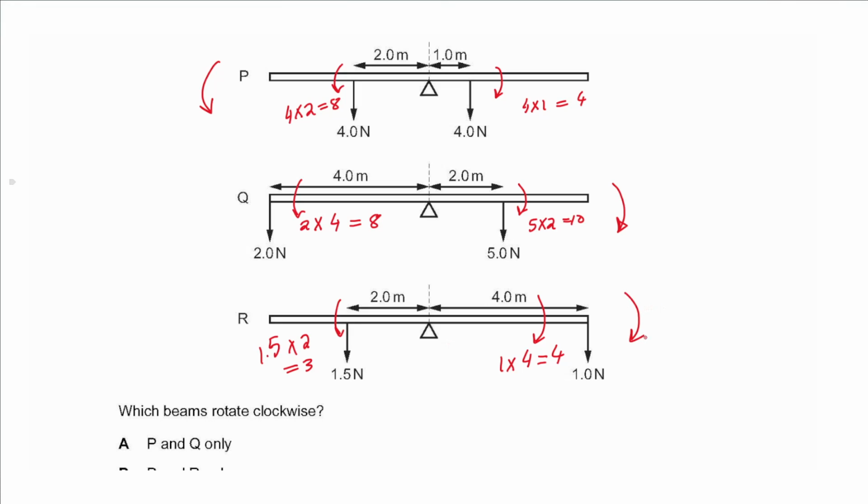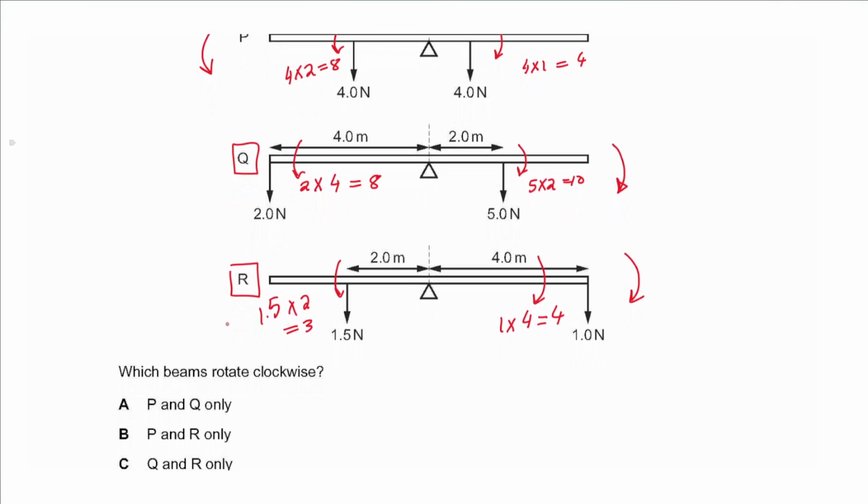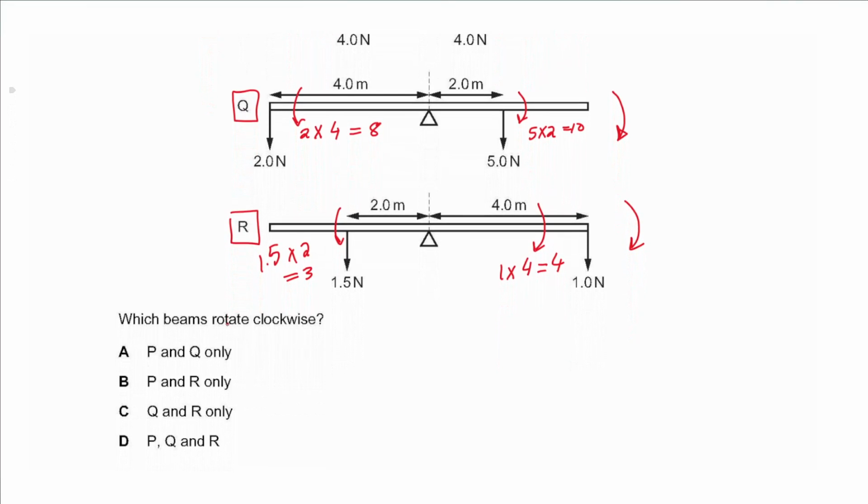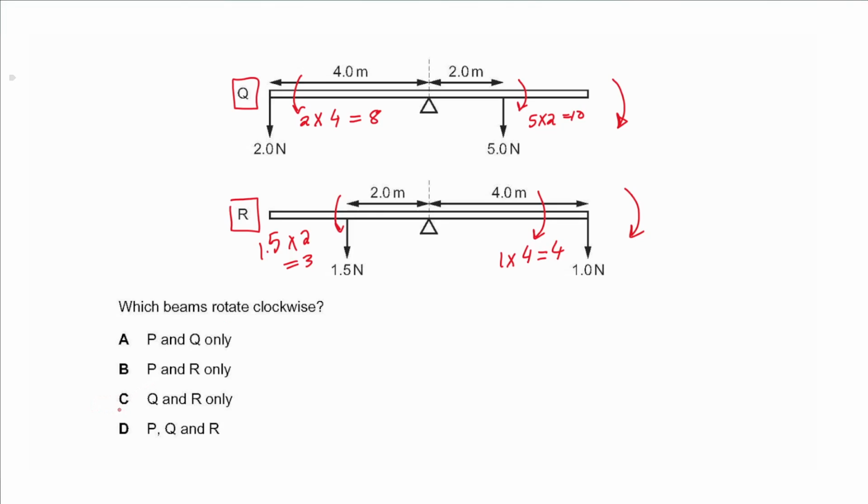So the ones that rotate clockwise are those with the greater clockwise moment than anti-clockwise moment. So that would be Q and R. So not P and Q, not P and R, Q and R only. That is the answer. So we choose C.